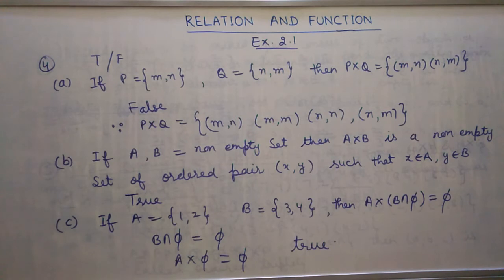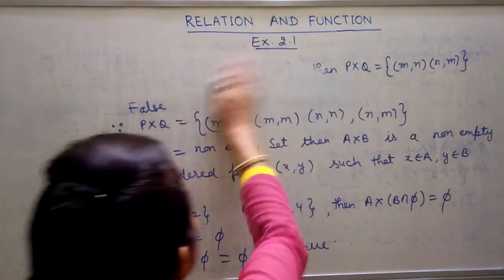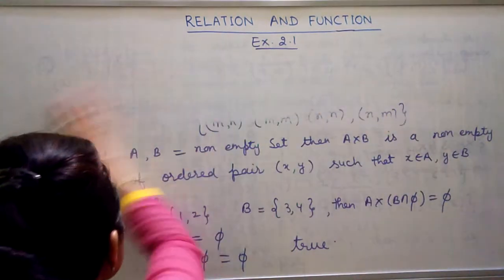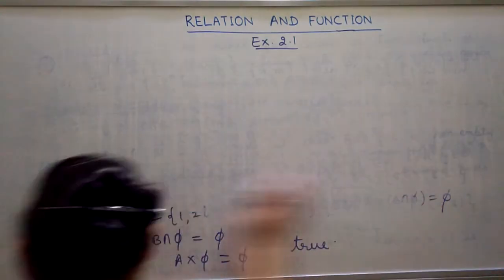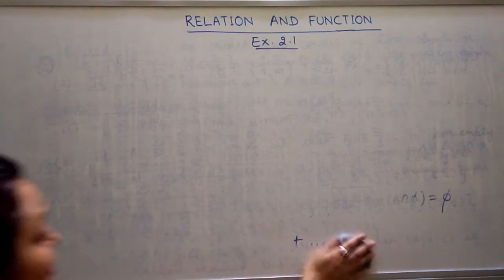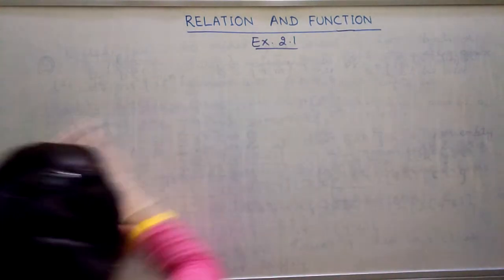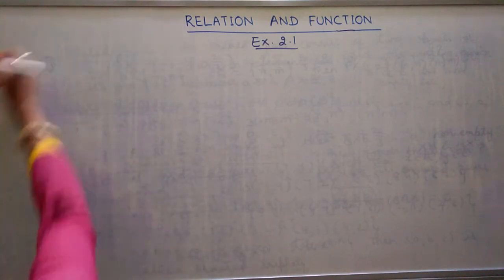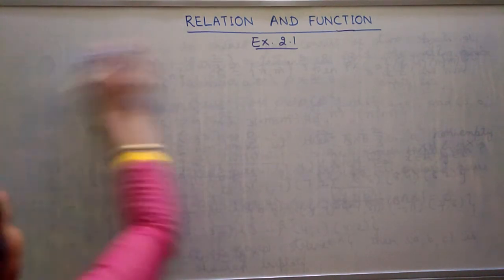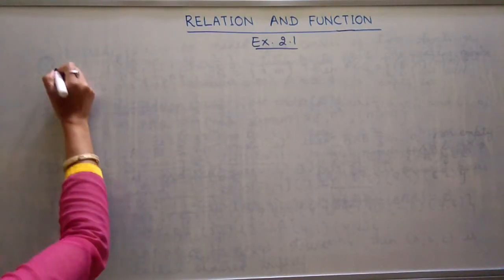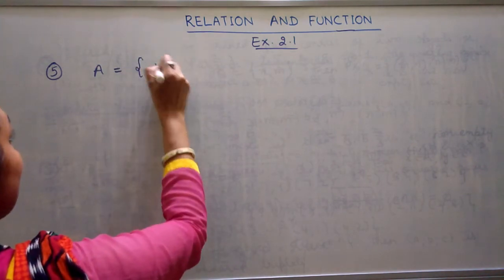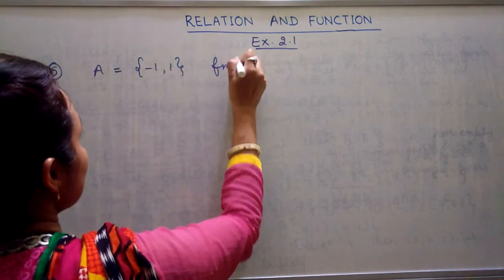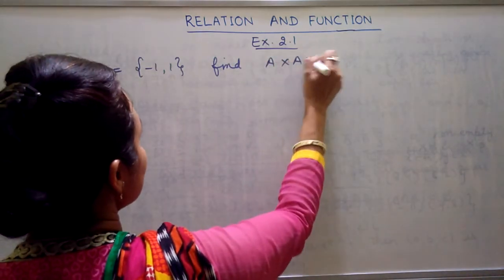Now come to the next question. How can you solve the fifth question? Very simple. That contains three elements, and you have to find the ordered triplet. Question number 5: A is equal to {-1, 1}. Find A cross A cross A.